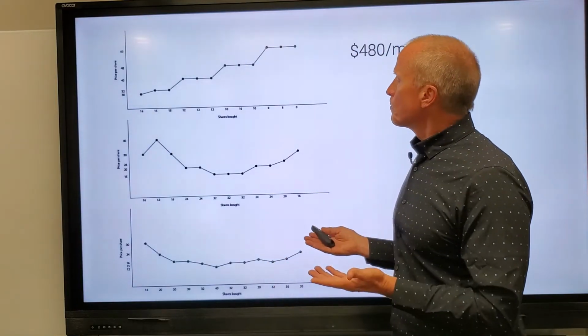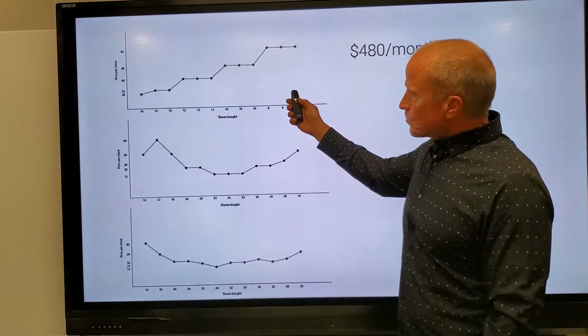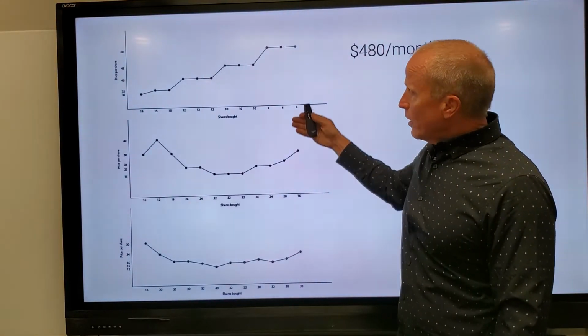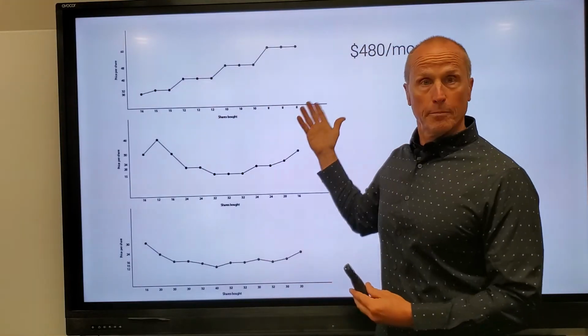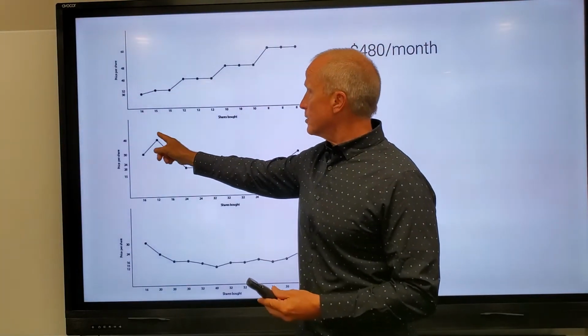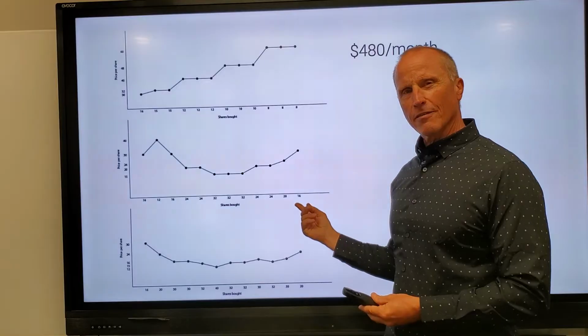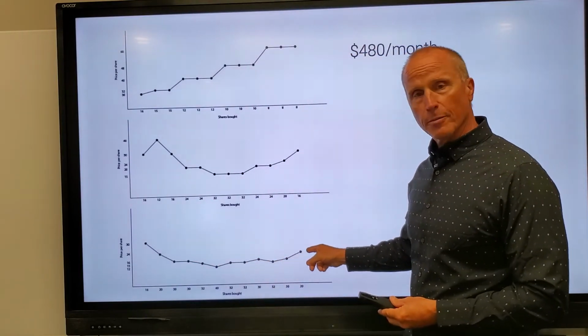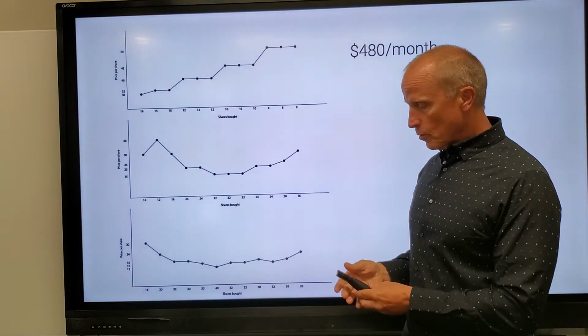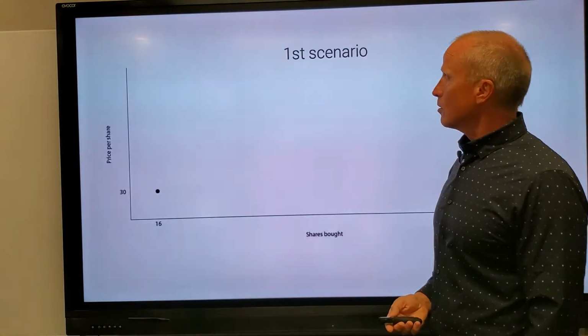Okay, so let's take a look at these graphs. Again, which one of these do you think would be the best investment? Notice this one just goes up all the time. That looks great. This one starts up and then kind of goes down, doesn't really look that good. This one here just does nothing but go down and stumble around here at the bottom for a while. Okay, so let's zoom in and take a closer look.